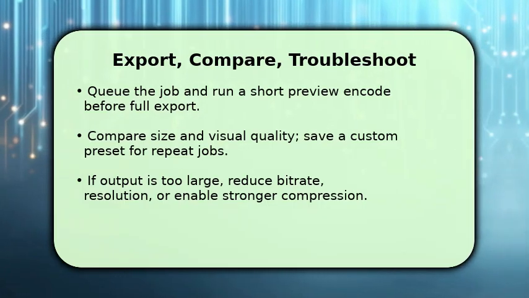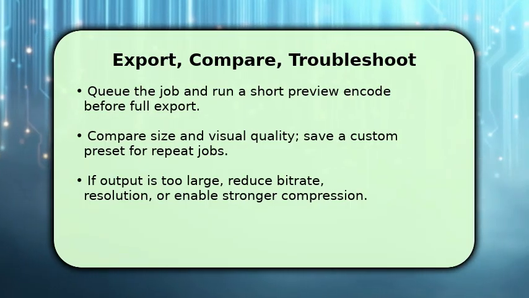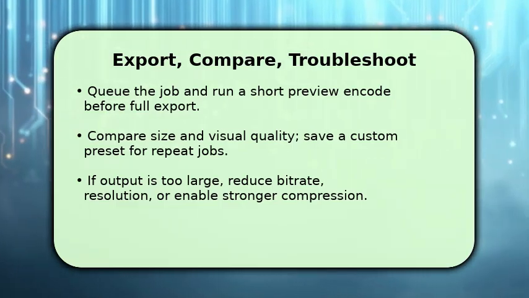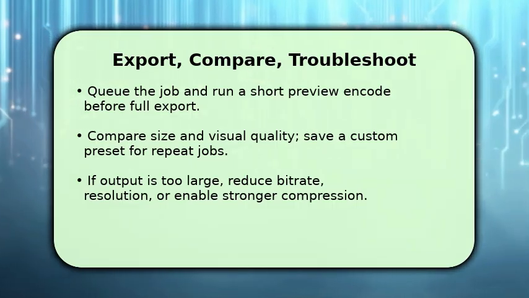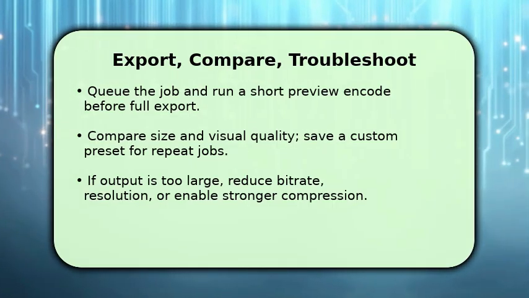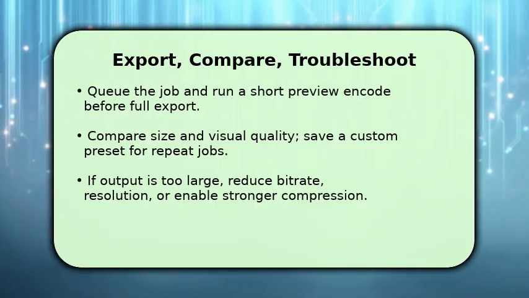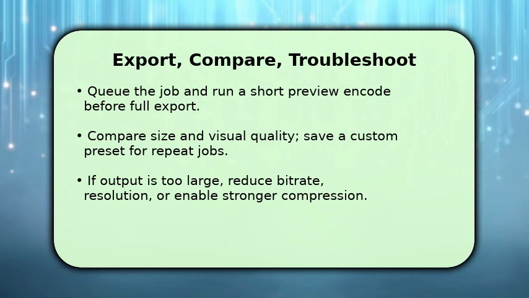Then export the full file, compare results against your target, and save a custom preset so you can repeat the same workflow later. If the file still exceeds limits, reduce the average bitrate, step down resolution, or enable a higher compression profile. And as a troubleshooting tip, check for multiple audio tracks or embedded subtitles increasing size, then remove unused streams to fix it.